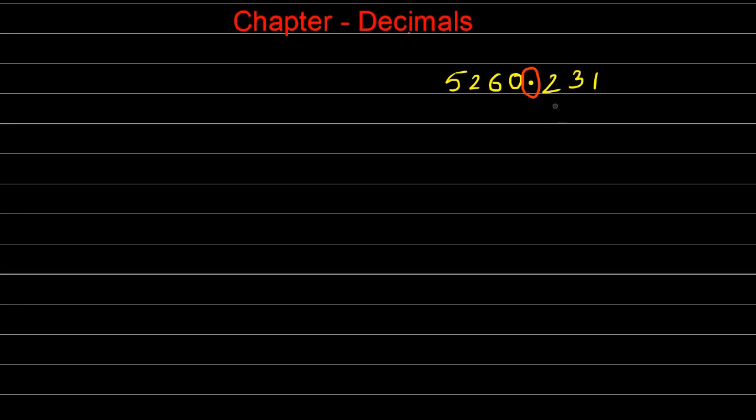It should be point two three one, and not two hundred thirty-one. However many places the decimal has, you should call out those digits separately. Okay, so this was an important point while reading decimal numbers.